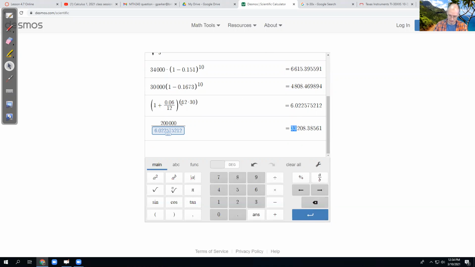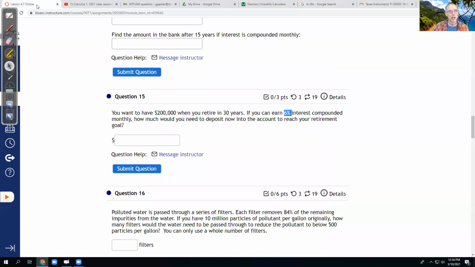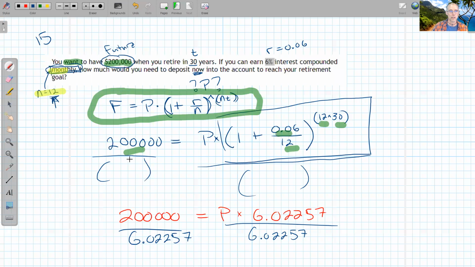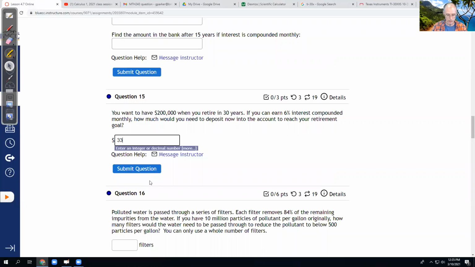Yeah. Good luck with that. All right, and then just double check the fine print on the problem. Does it say anything about rounding? It's dollars, so I would enter my answer to the nearest dollar and cent. So for me, I would enter $33,208.39.